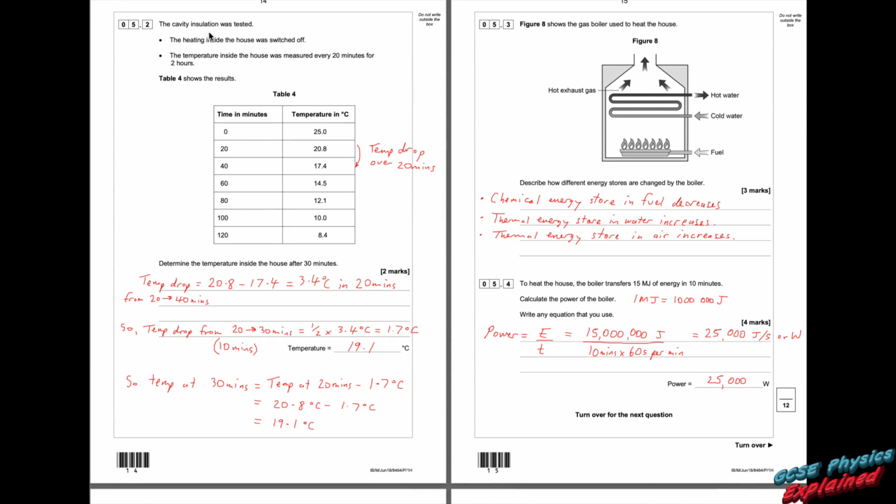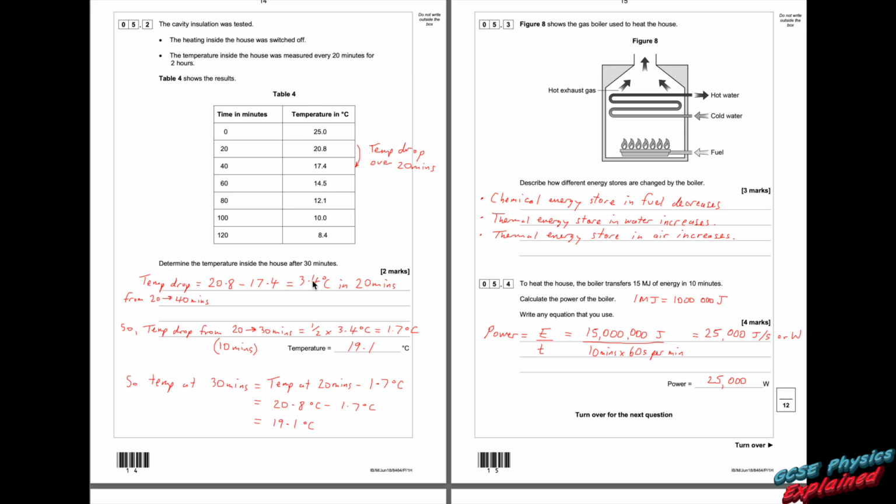Part 2. The cavity insulation was tested. The heating inside the house was switched off. The temperature inside the house was measured every 20 minutes for 2 hours after switching it off. So there's your time, and there's the temperature slowly decreasing. Determine the temperature inside the house after 30 minutes. So they've given you what the temperature was at 20 minutes and at 40 minutes. So that temperature is dropping over 20 minutes. It's gone from 20.8 down to 17.4.